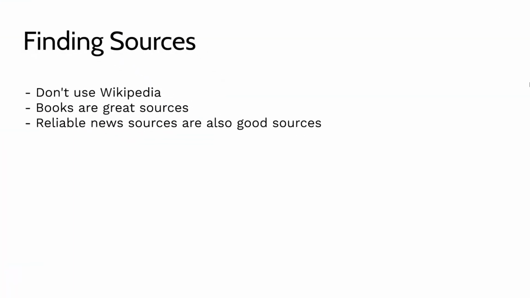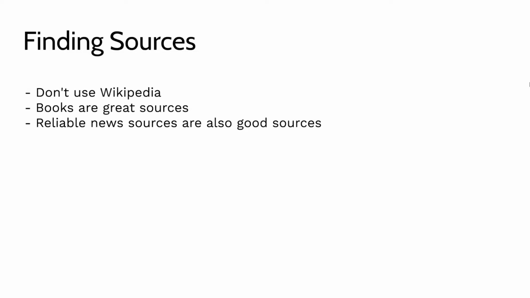So finding sources is something that you've probably been told three things about before, I'd imagine. Don't use Wikipedia, books are really good sources, and reliable news sources are also very good sources. I hate all three of these pieces of advice, and you should throw them away right now. First of all, Wikipedia is a great resource and you should use it. You can't cite it, but it is a great resource for you to use in finding sources.